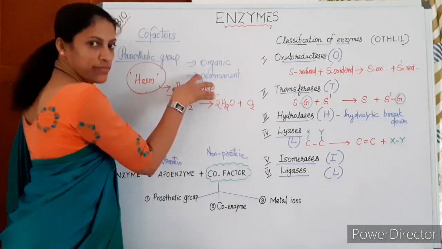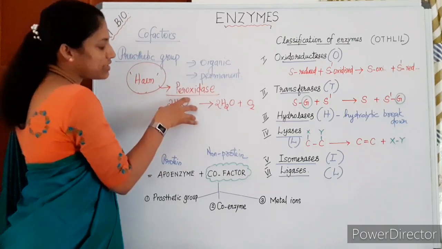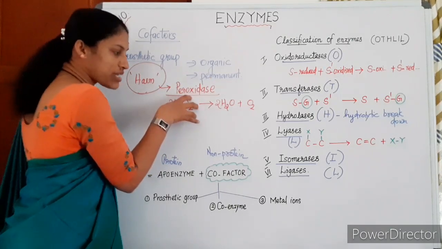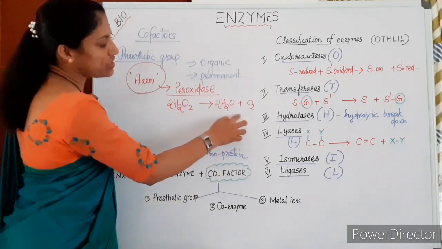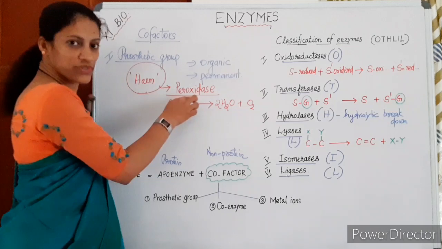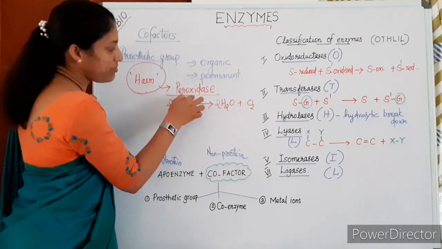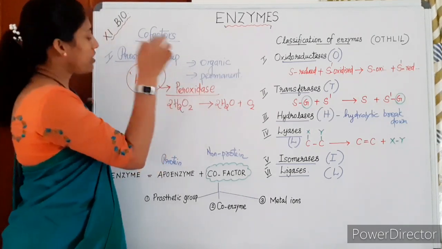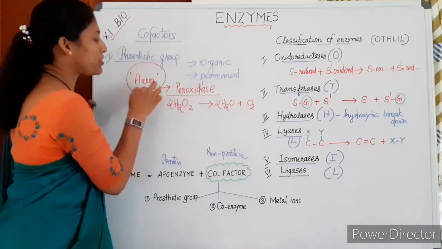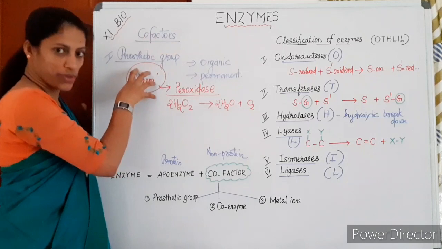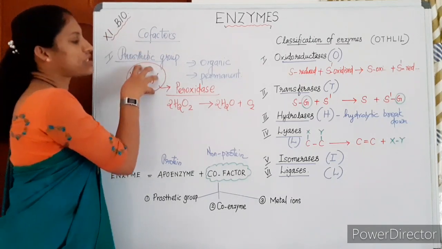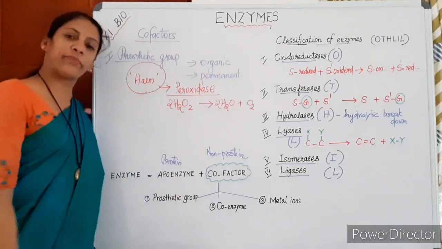Peroxidase is an enzyme which catalyzes the conversion of hydrogen peroxide to water and oxygen. This reaction requires this enzyme, and this enzyme will be active only with the presence of its prosthetic group, heme. It's permanently there with that. It's an organic compound. Heme is the prosthetic group of the peroxidase enzyme.